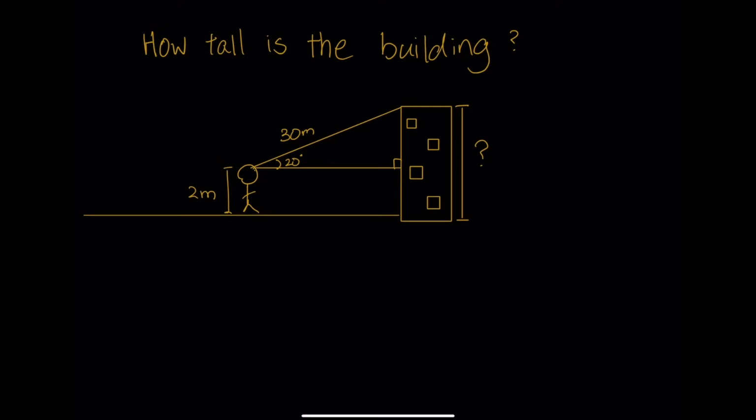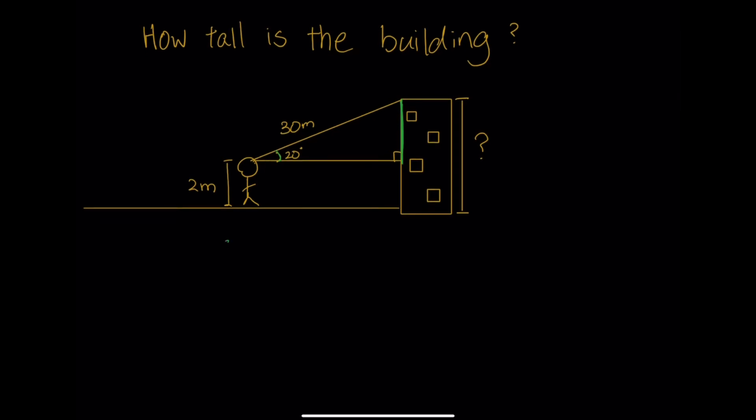Let's begin. So the information that we're given are the person's height, the angle, and the length between him and the top of the building. With the angle and the length, we can calculate all the sides of a triangle by using sine, cosine, or tangent. So here we have the hypotenuse, and we're looking for the opposite. So opposite and hypotenuse, that's sine. So sine of 20 degrees is equal to opposite, which we don't know yet, over hypotenuse, which is 30.